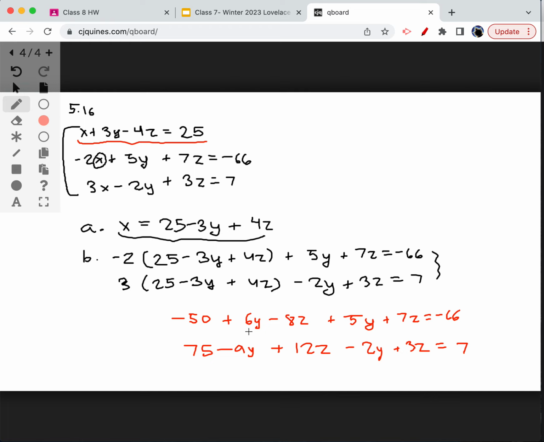Then again, we can combine like terms in these two expressions to get 11y minus z is equal to minus 16, and minus 11y plus 15z is equal to 7 minus 75, which is minus 68. So does anyone have any questions on how we arrived up to this step?